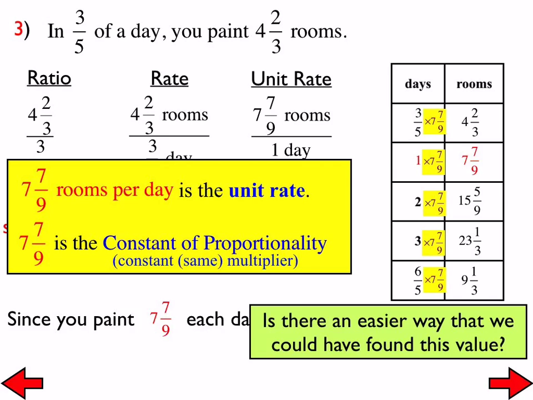Now I have a question for you, and that's because as we go through these tables representing situations, sometimes we don't even need to use the constant multiplier. So I have a question for you, and that's this. Is there an easier way that we could have found that value right there rather than multiplying 6/5 by 7 7/9?